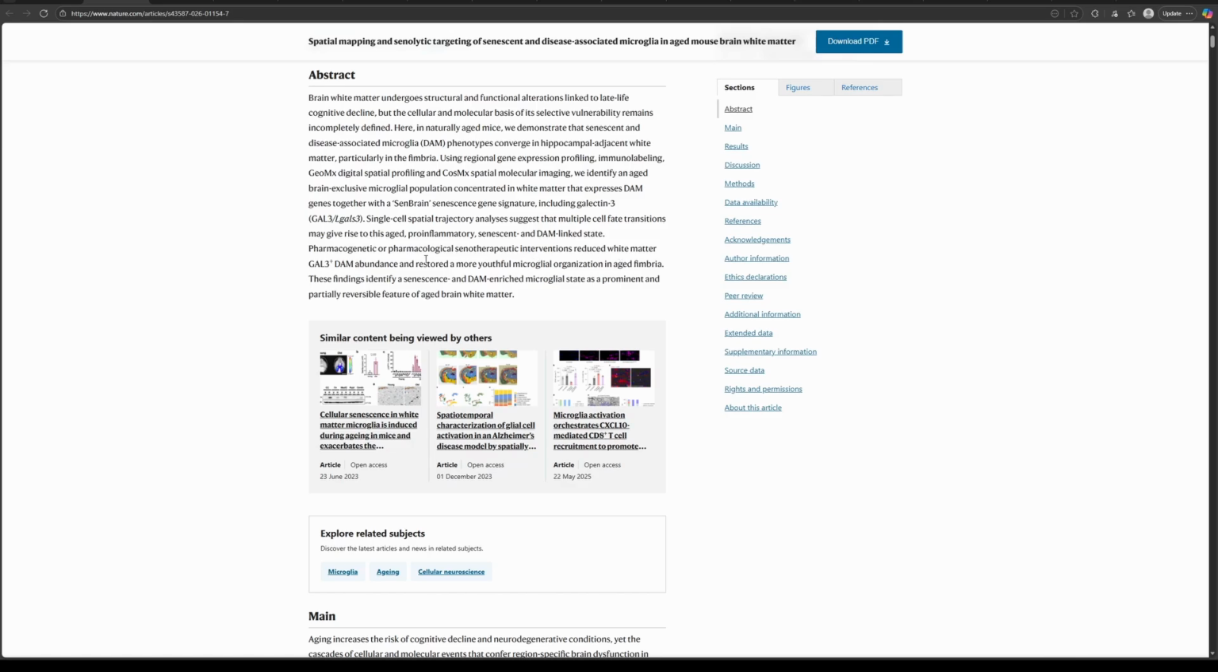And this is essentially just saying that there might be a link between the microglia and this pro-inflammatory state in the brain. Pharmacogenetic or pharmacological senotherapeutic interventions reduced white matter Gal3 DAM abundance and restored a more youthful microglial organization in aged fimbria. These findings identify a senescence and DAM-enriched microglial state as a prominent and partially reversible feature of aged brain white matter.